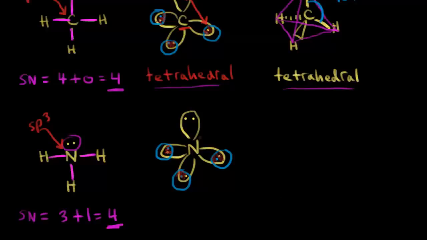So the arrangement of these electron pairs is just what we talked about before. So we have this tetrahedral arrangement of electron pairs or electron groups. So VSEPR theory tells us that's how they're going to repel.